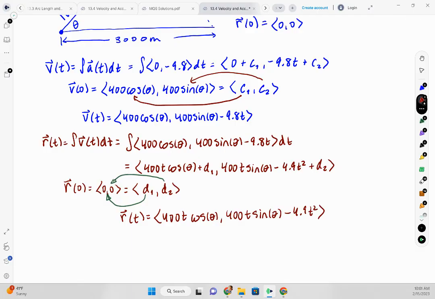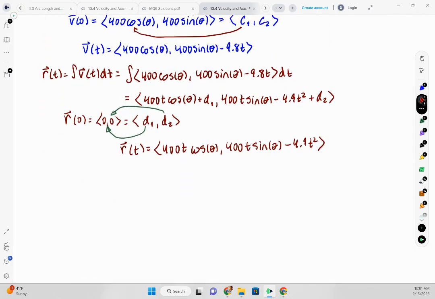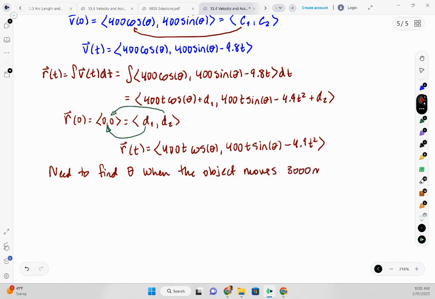Okay, now what we're trying to figure out is the angles that would allow the object to hit the ground 3,000 meters away. So we need to find theta when the object moves 3,000 meters horizontally and 0 meters vertically.